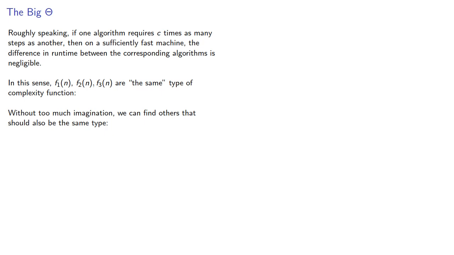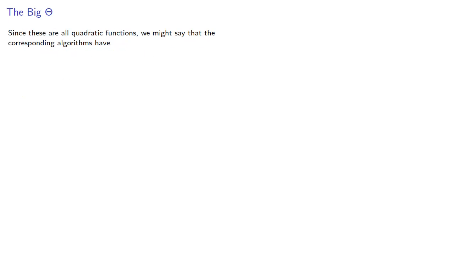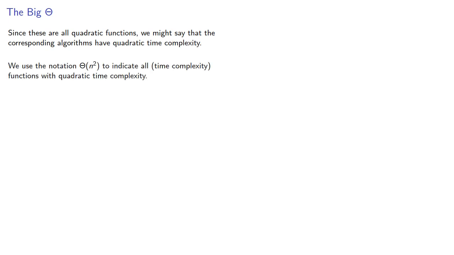For example, since these are all quadratic functions, we might say the corresponding algorithms have, let's think of a good name for this, how about quadratic time complexity? We'll use the notation theta of n squared to indicate all time complexity functions with quadratic time complexity.